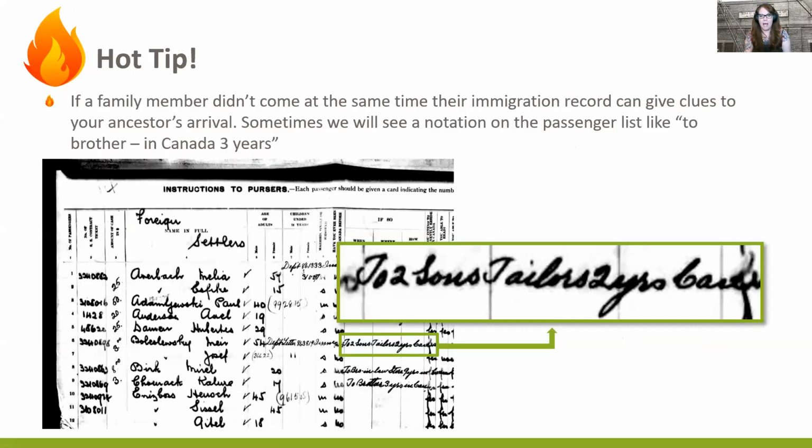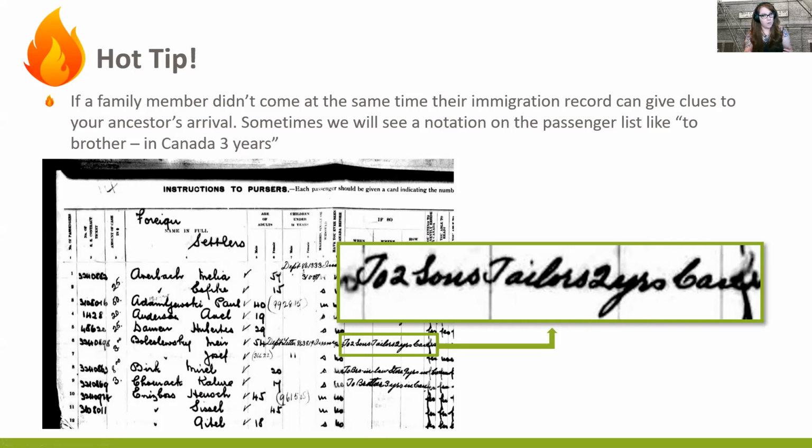And if you know that a family member arrived after your ancestor, like maybe a sister or a parent, sometimes their immigration record can give you clues as to when your person arrives. So this is a good example of that here. We see Meyer Boslewski, and he is 54 years old, and he is with a young man, he's 11, Joseph. And you can see here, I made it nice and big. It says, to 2 sons, Taylors, 2 years, Canada.